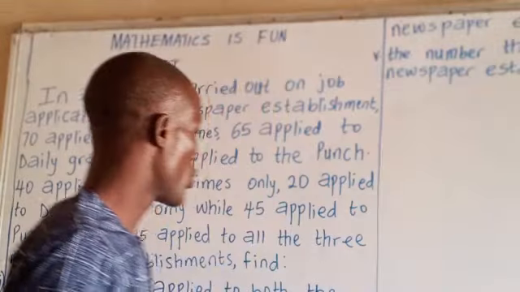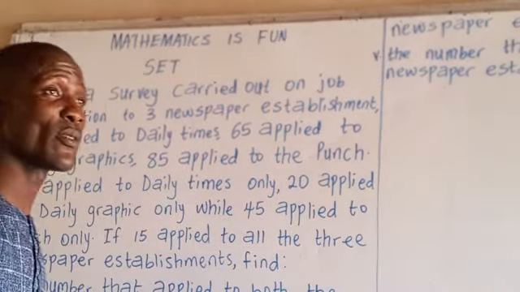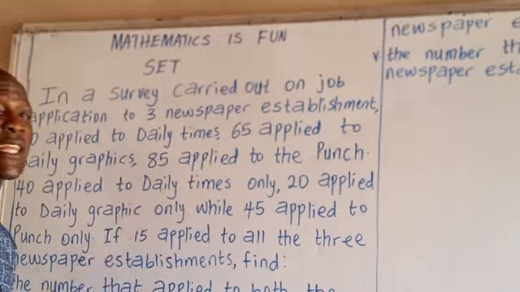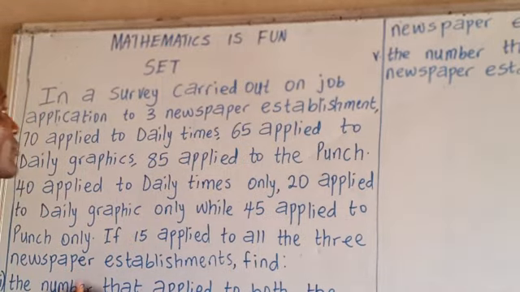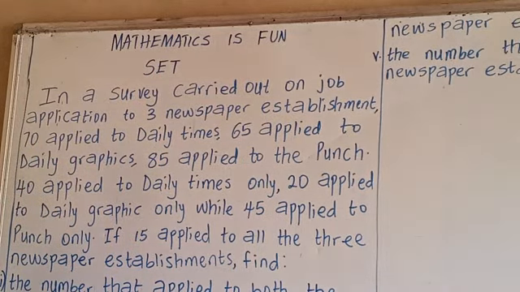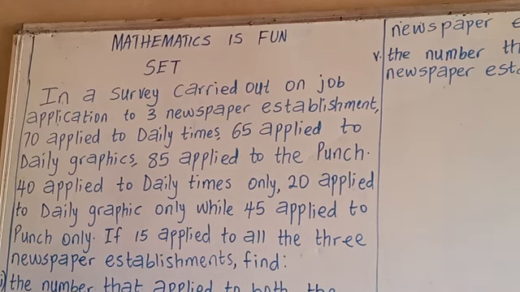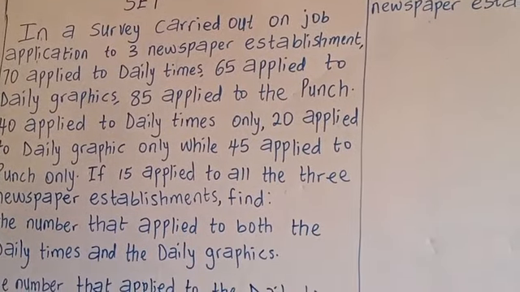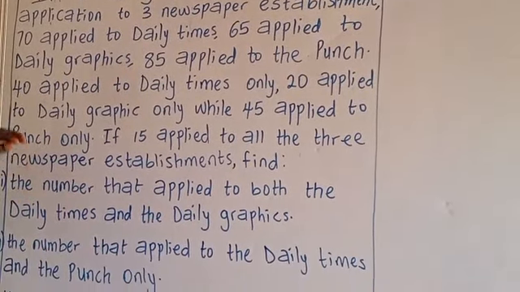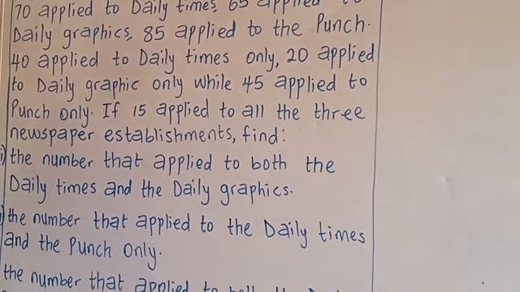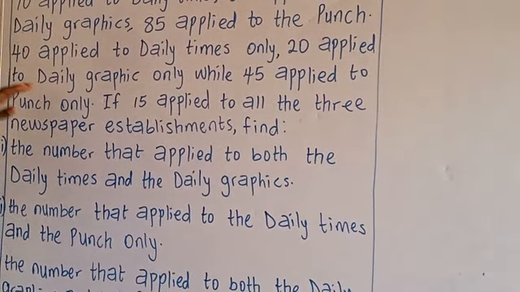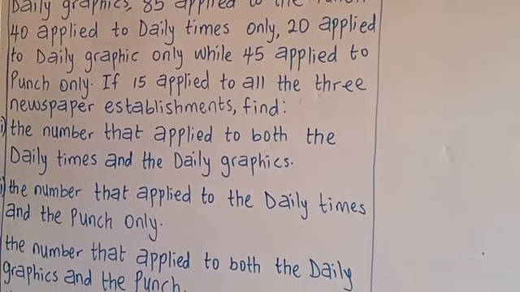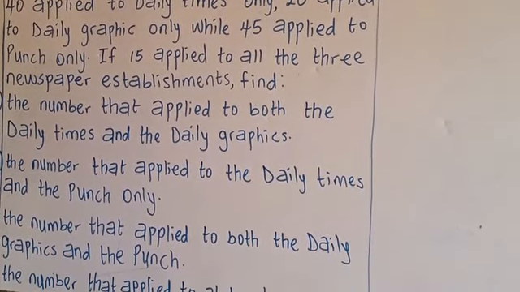Alright, in this edition, we want to solve this problem on set. Here we have 3 items. In a survey carried out on job application to 3 newspaper establishments, 70 applied to Daily Times, 65 applied to Daily Graphics, 85 applied to The Punch, 40 applied to Daily Times only, 20 applied to Daily Graphic only, while 45 applied to Punch only.